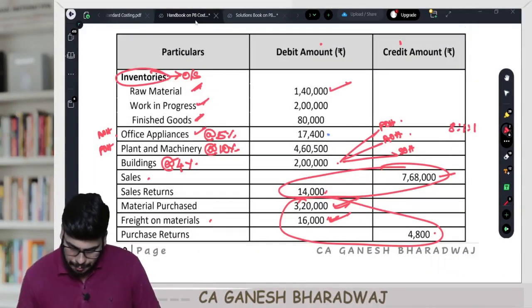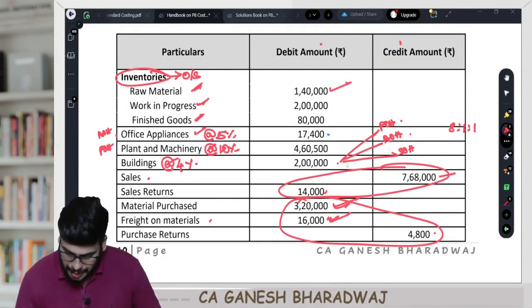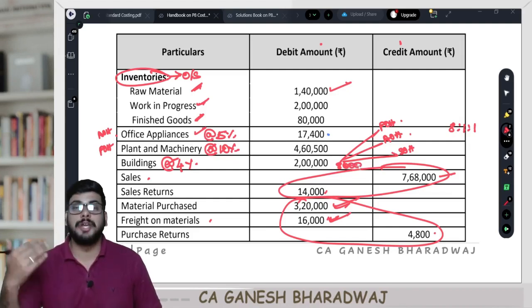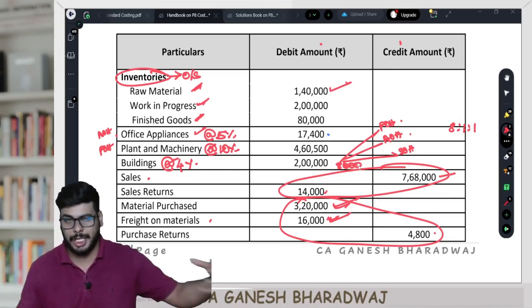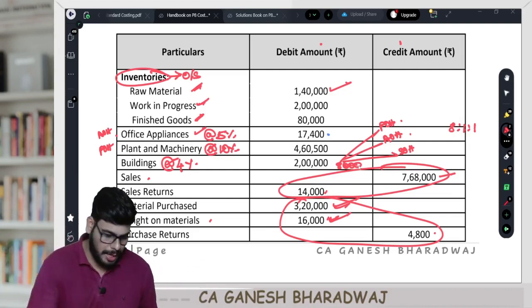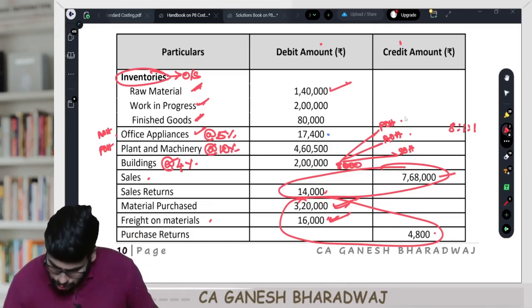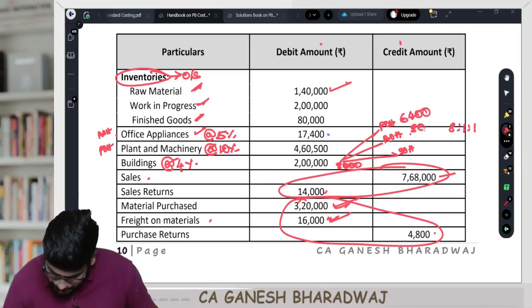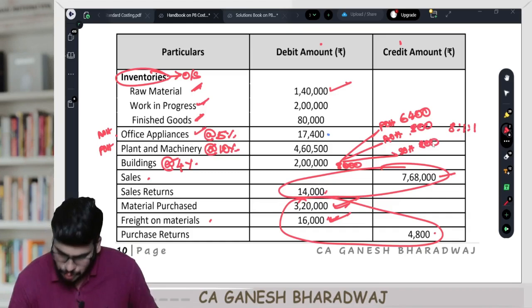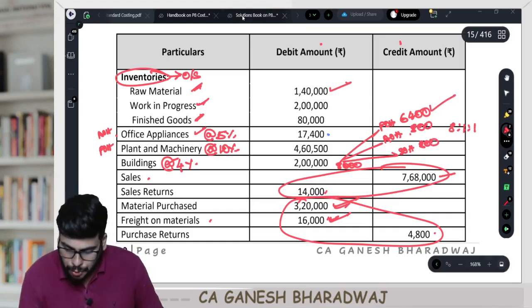Next, your buildings, 4% on 2 lakhs. So 2 lakh into 0.04, it's going to be 8,000 rupees, right? This 8,000 rupees of depreciation should be apportioned between your factory, admin and sales overheads in the ratio of 8:1:1. So 8,000 divided by 10 into 8 is equal to 6,400 rupees. 1 is equal to 800 rupees for AOH, 800 rupees for SOH.